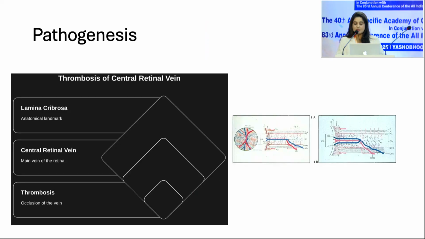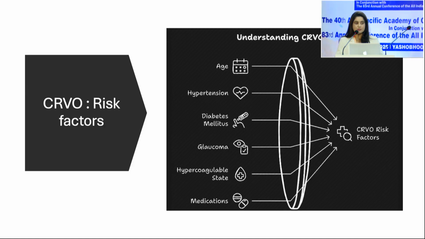About the pathogenesis of central retinal vein occlusion, we know that there is a thrombosis of the central retinal vein at the lamina cribrosa, which leads to central retinal vein occlusion. The various risk factors involved in CRVO are age, hypertension, diabetes mellitus, glaucoma, any hypercoagulable state, and any medications like oral contraceptive pills or diuretics. These are the common risk factors.